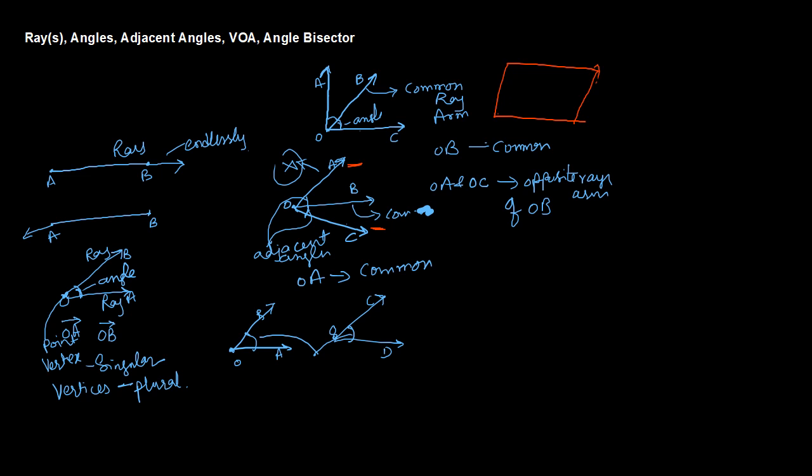If I take a rectangle or a parallelogram, anything, what are the adjacent angles here? This and this are adjacent angles. Angle 1 and angle 2 are adjacent angles. Similarly, angle 3, angle 4 are adjacent angles. So these are the only adjacent angles I can see, because that is my originating point. This is the common arm, these are the opposite arms.